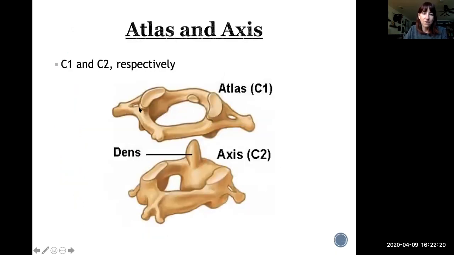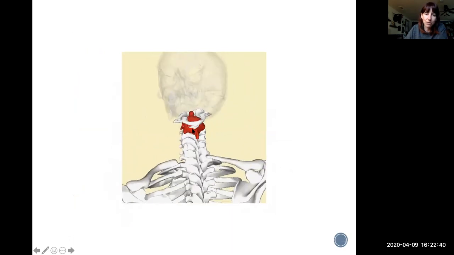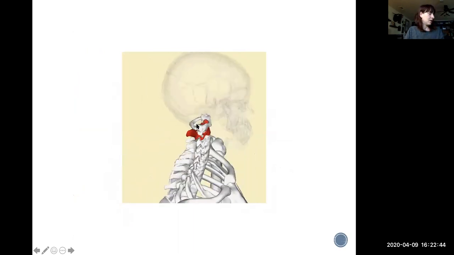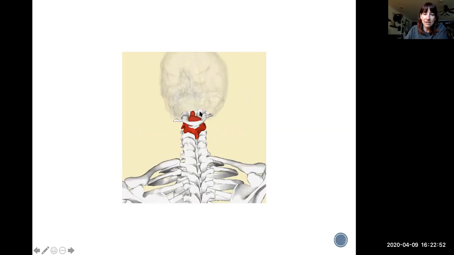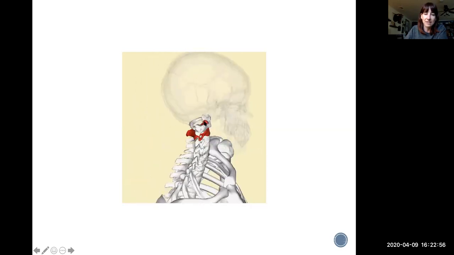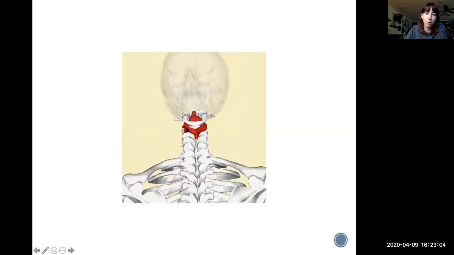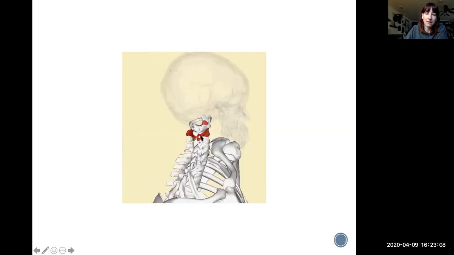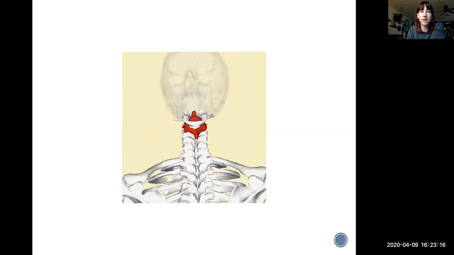And here they are separated. So here's the atlas where your skull actually sits. And here's the axis with its dens structure. The dens goes up through the center of the atlas, allowing the atlas to rotate back and forth on top of the axis, right? So the dens is kind of a place for your skull to be able to rotate back and forth, so you're able to look side to side. Okay, so atlas and axis. Special structure on the axis is the dens. You do have these little transverse foramina on both, actually, right? So you can see them there on the atlas and on the axis. Any questions about your general vertebrae stuff, and the atlas and axis?